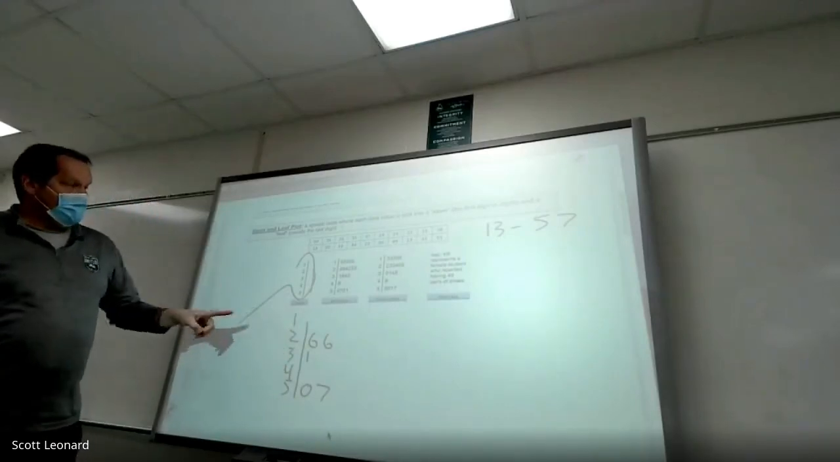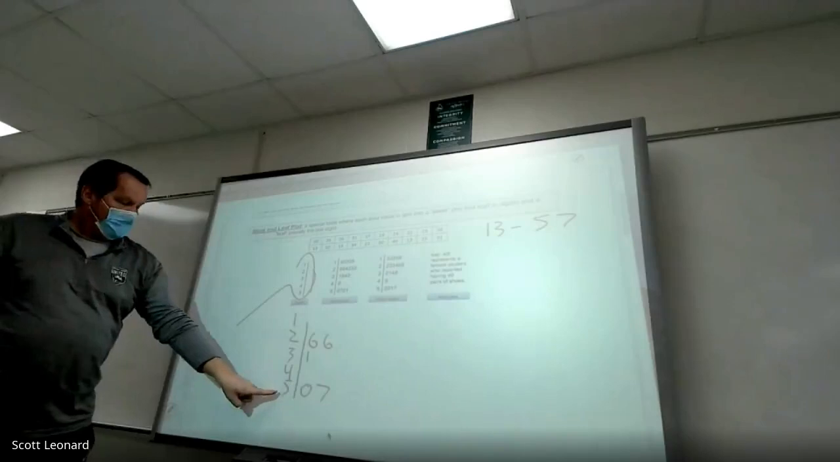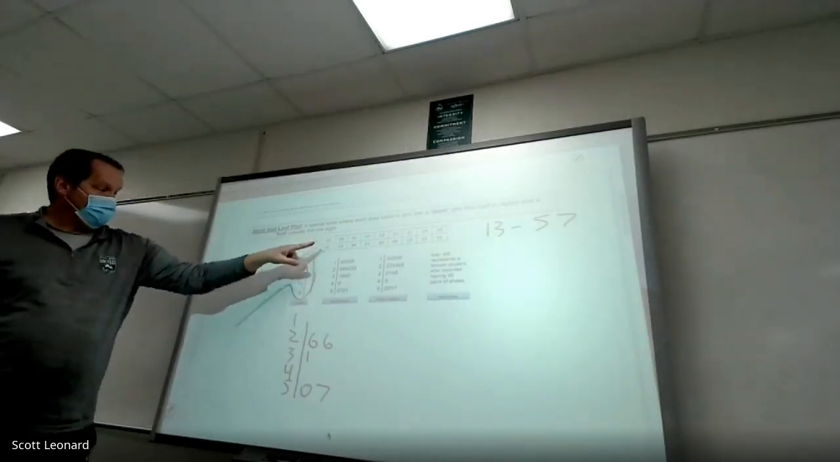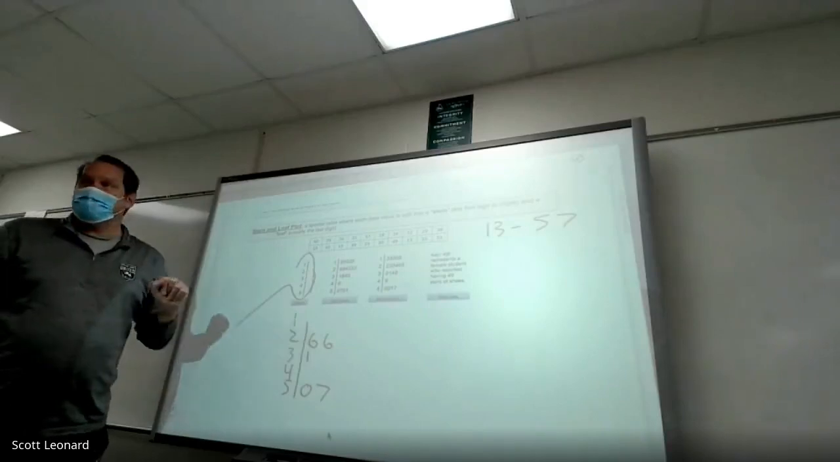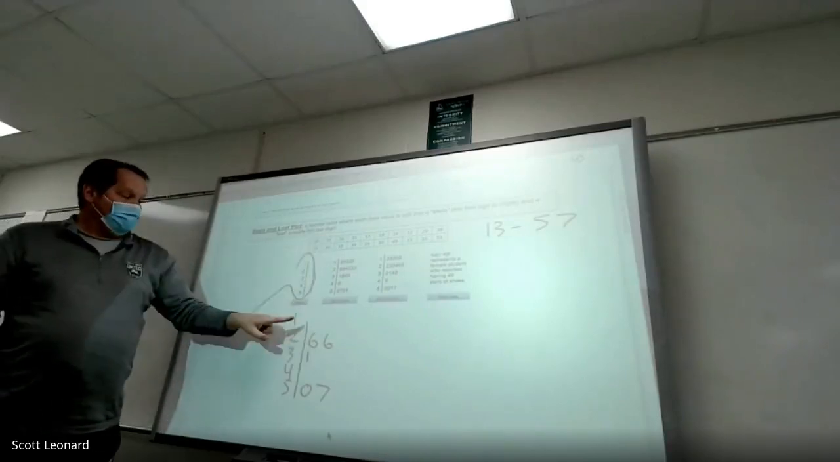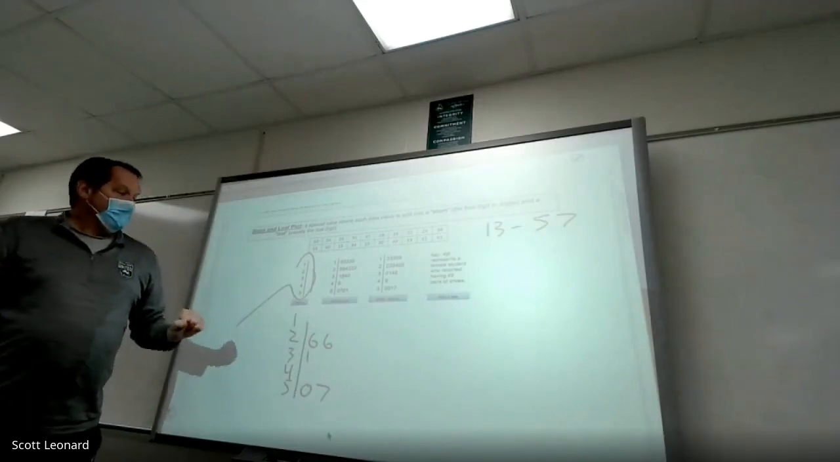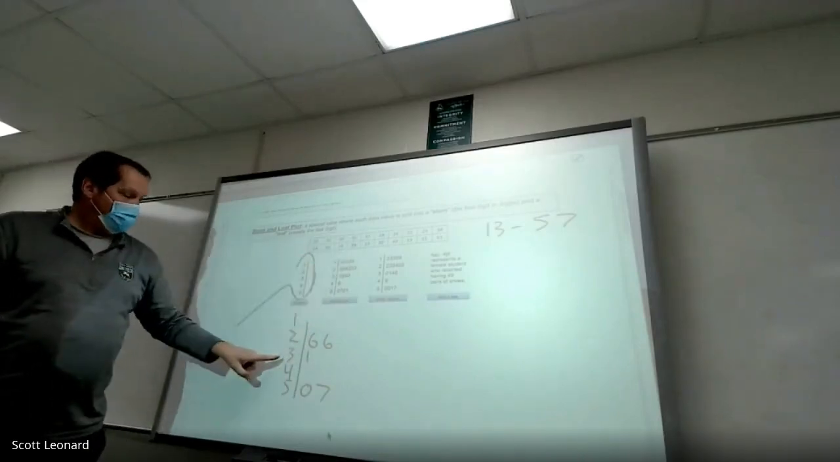So I'm going to go back to my data. My first number is 50. 5, 0. My second number was 26. 2, 6. I have another 26. 2, 6. Okay. Then the next number was 31. 3, 1.